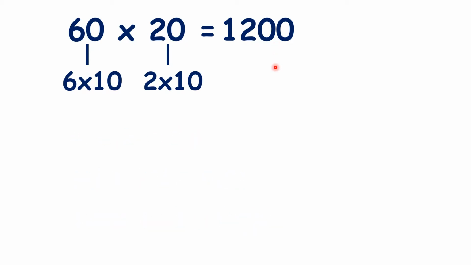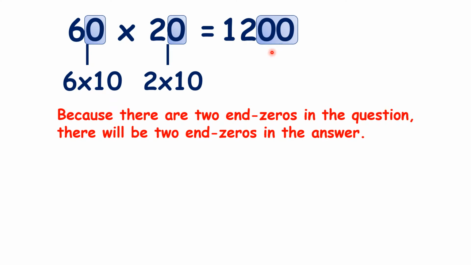But we also know a shorter method. 6 times 2 is 12, and then we have two ending zeros in our question, so we have two ending zeros in our answer. And this is important because we are effectively multiplying by 10 twice. We move the digits 2 place values to the left. This is why we put 2 zeros on the end of our number.